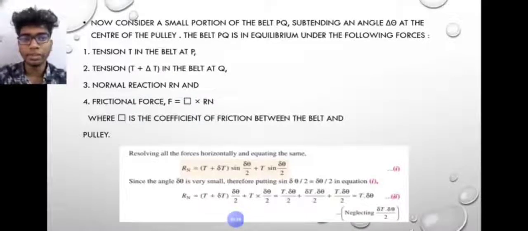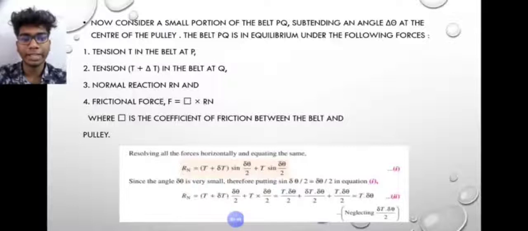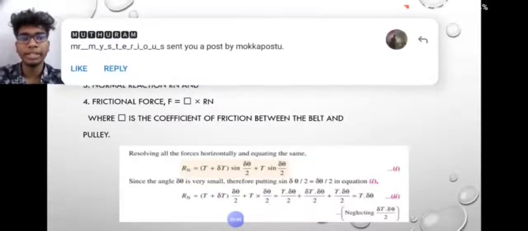Resolving all the forces in the normal direction, that is Rn is equal to T plus delta T into sin delta theta by 2 plus T into sin delta theta by 2. Let us consider this as the first equation. Since the angle delta theta is very small, therefore putting sin delta theta by 2 equal to delta theta by 2 in the above equation.